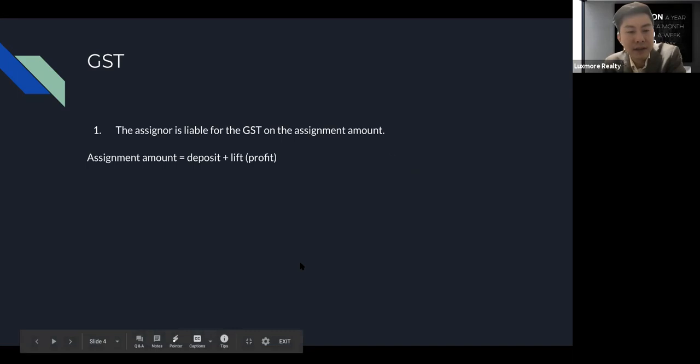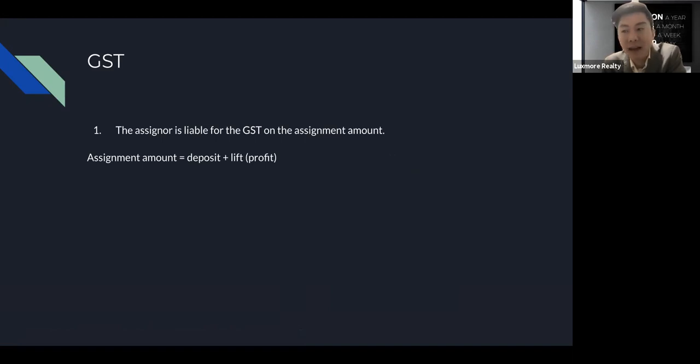Next one would be GST. A lot of people don't know that there is GST involved in the assignment. There's GST on the assignment amount. The assignment amount equals the deposit plus the lift, which is the profit you add on top of your deposit. Together, it forms the assignment amount. So there's 5% GST when you sell this contract to a third party. If you have an assignment amount of 100,000, then just use 100,000 times 5%.